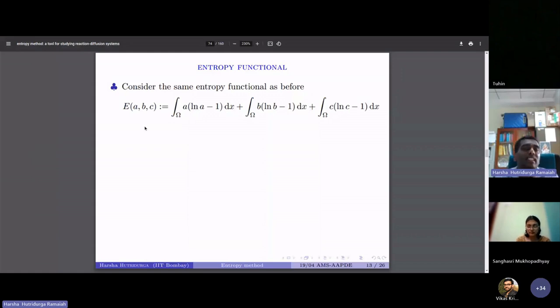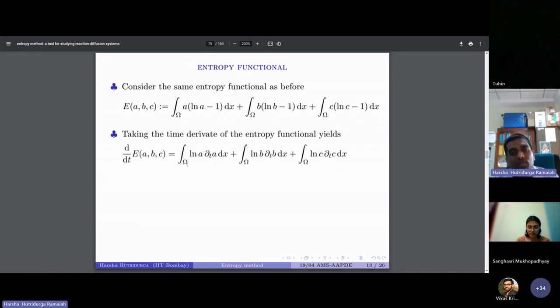Now, what did we do next? In the Desvillettes and Fellner paper, we differentiated the entropy functional to show that this is actually a Lyapunov functional. So you time differentiate, you get this. So you blindly take the time derivative inside, you get log A times dt of A, and so on and so forth. Now you use the equation.